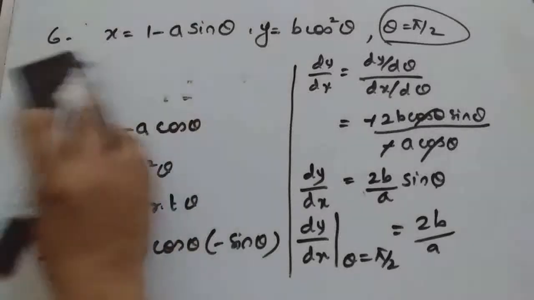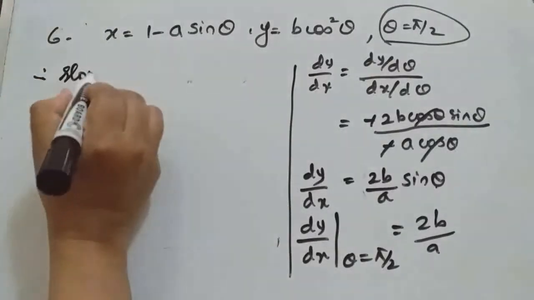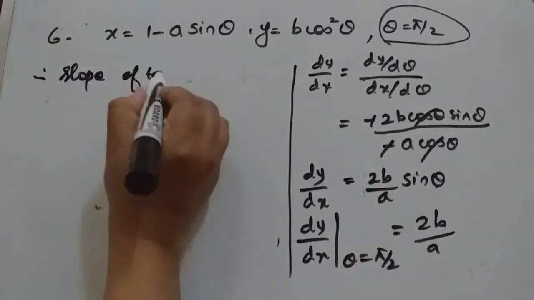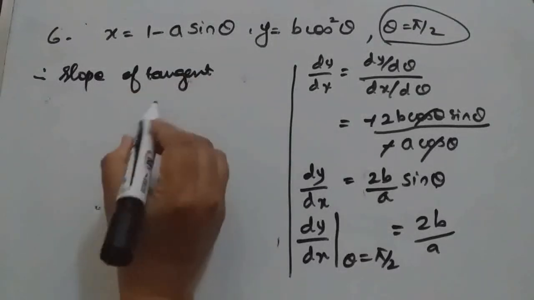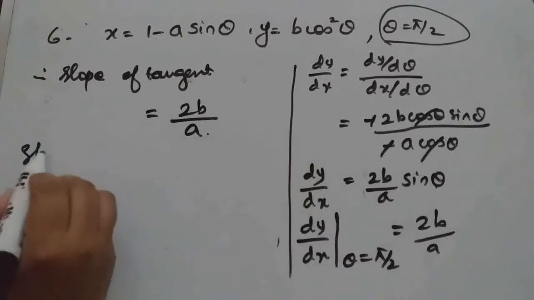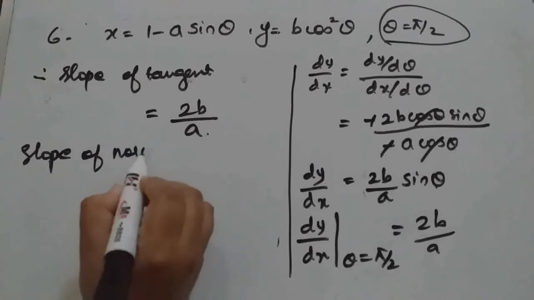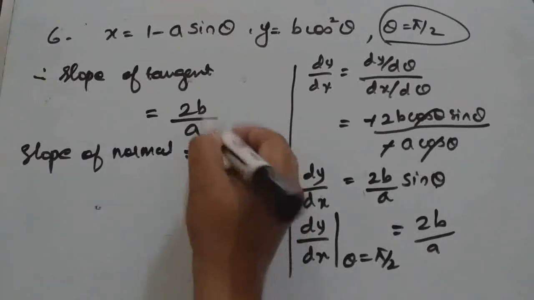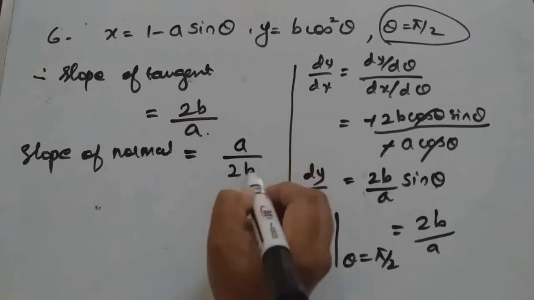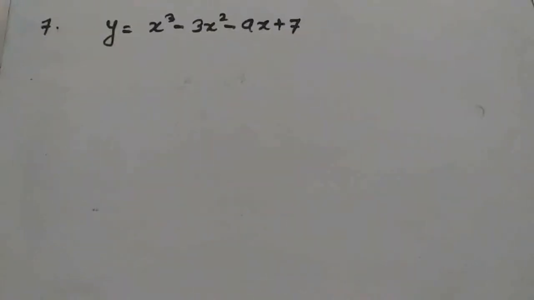So now this is the slope of the tangent. So therefore the slope of the tangent is equal to 2b by a. So the slope of normal will be, how can we find? Take the reciprocal a by 2b and change the sign. So this will be the slope of normal.